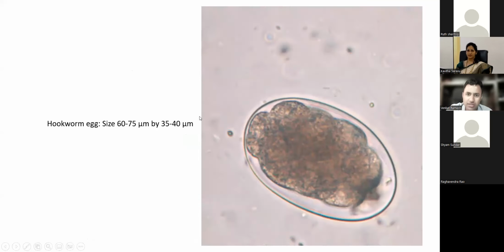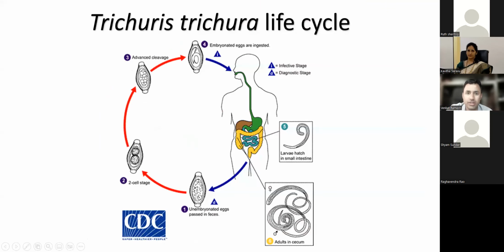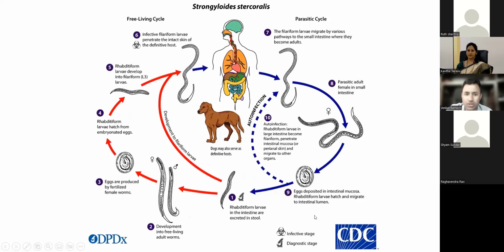So this is actually a beautiful picture of a hookworm egg, which is about 60 to 75 microns by 35 to 40 microns. So Trichuris, a very simple life cycle. Unembryonated eggs are passed in the feces, which is the diagnostic stage, and then it undergoes cleavage. Embryonated eggs are ingested, and they hatch in the small intestine. Adults are mainly seen in the cecum and colon.